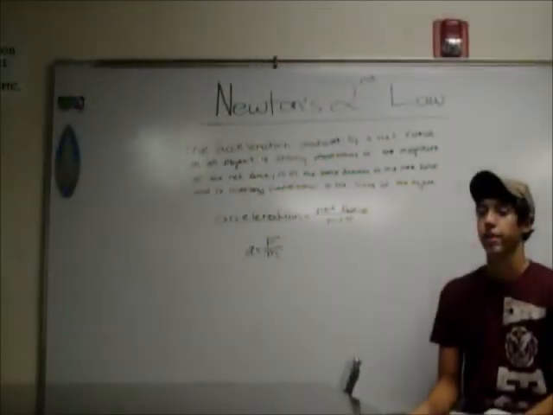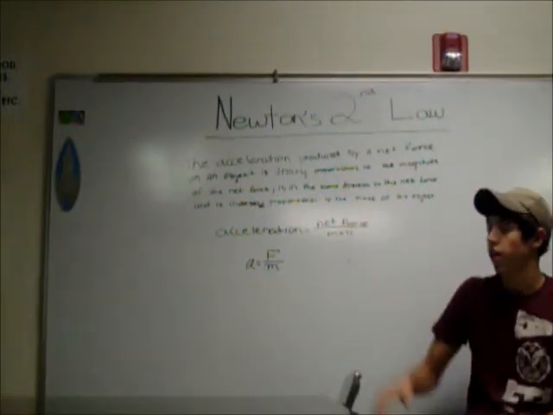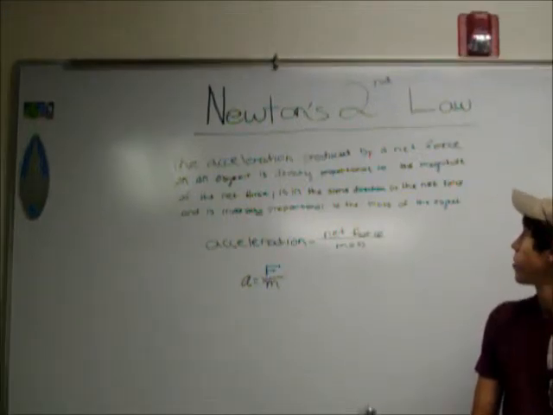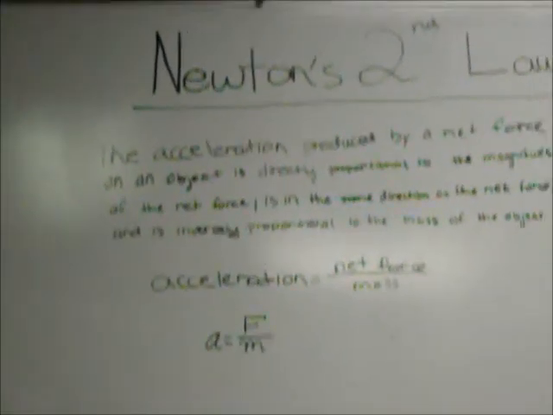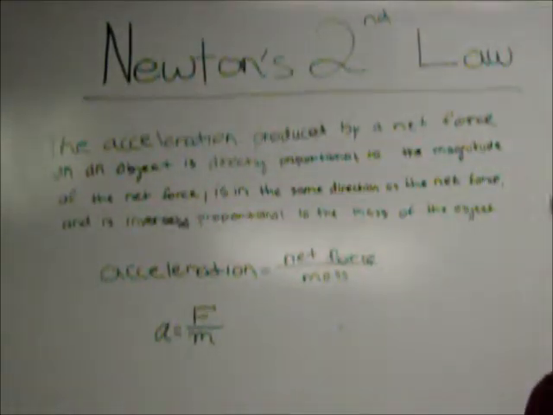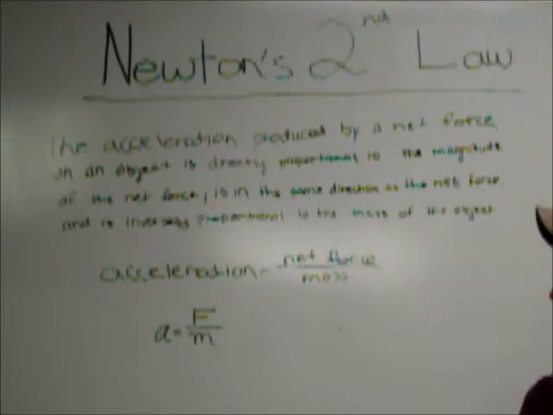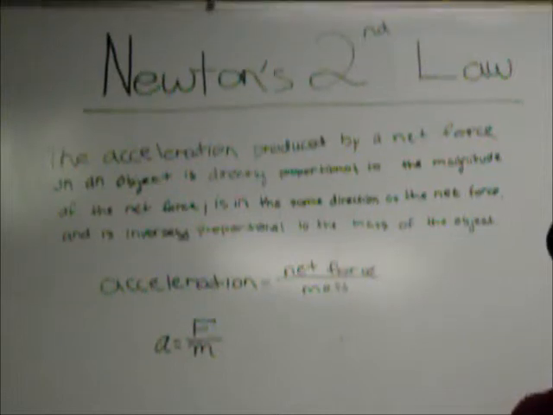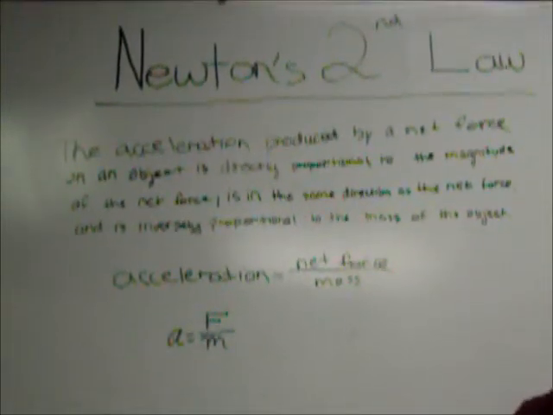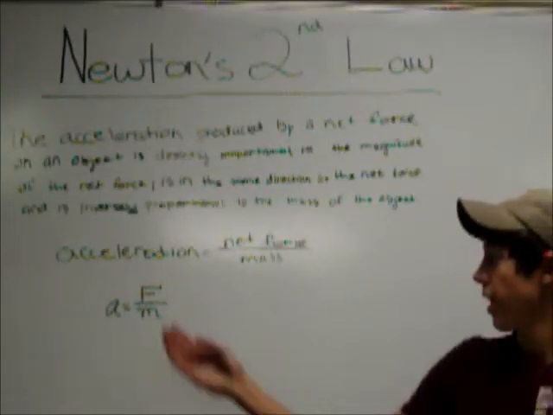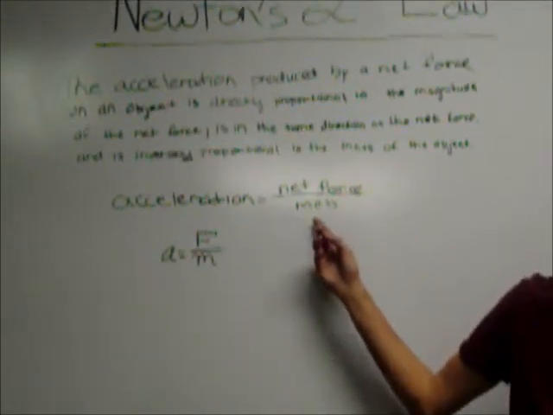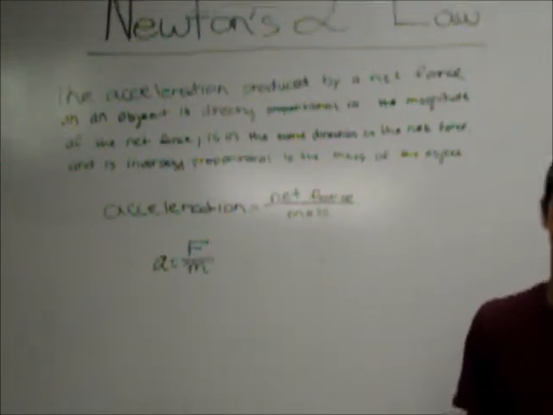Okay, today we'll be talking about Newton's second law, which states the acceleration produced by a net force on an object is directly proportional to the magnitude of the net force. It moves in the same direction as the net force and is inversely proportional to the mass of the object. Or, in equation form, acceleration equals net force over mass, where A equals F over M.